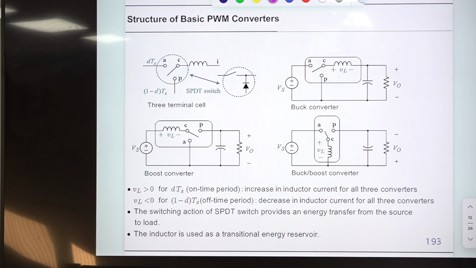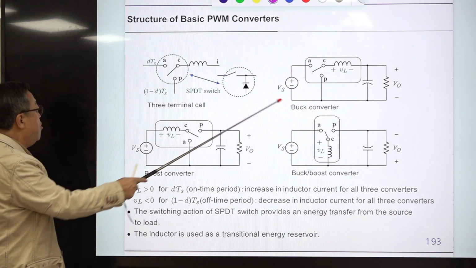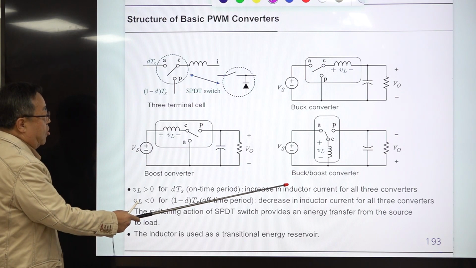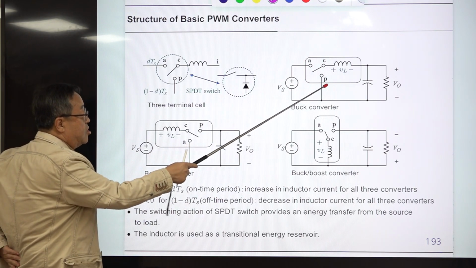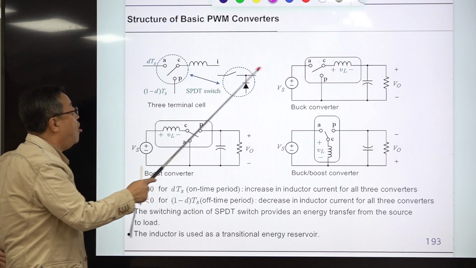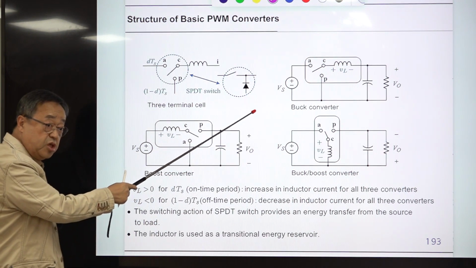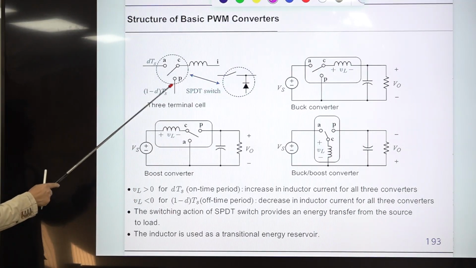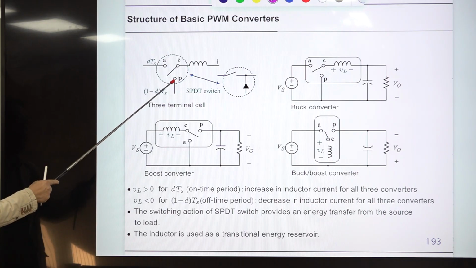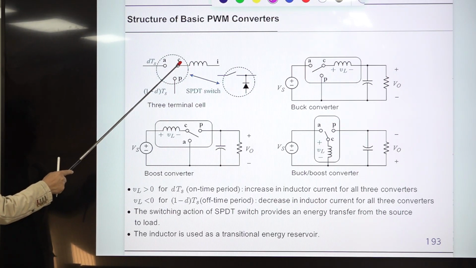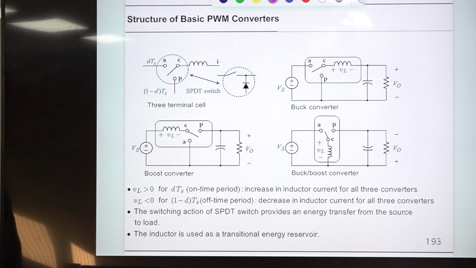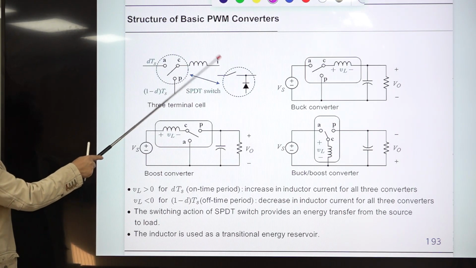Next, we need to understand the structure of basic PWM converters, the definition of a PWM switch, and the averaging process of a PWM switch. This is a circuit diagram of the buck converter, boost converter and buck-boost converter. You can see this is the SPT switch. It consists of the active switch and the passive switch connected in this fashion. This is the active terminal, the passive terminal, and the common terminal is here. The common terminal is connected to the inductor, and this is named as the inductor terminal.